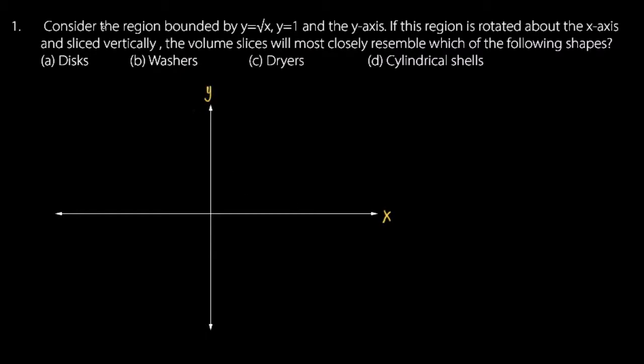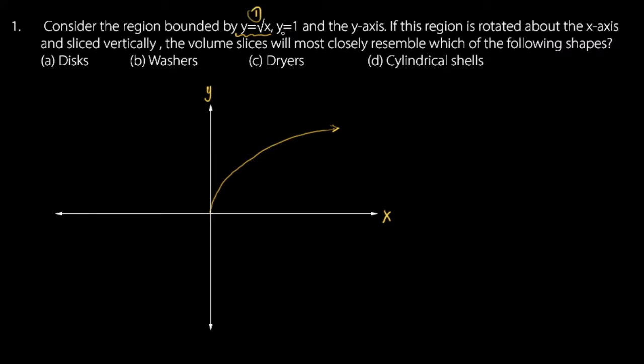Now I've been told that a particular region is bounded by y equals the square root of x. How does y equals the square root of x look? It has this kind of shape here, something like this, going in this direction. So this is the curve y equals the square root of x. That's the first thing we've answered here.